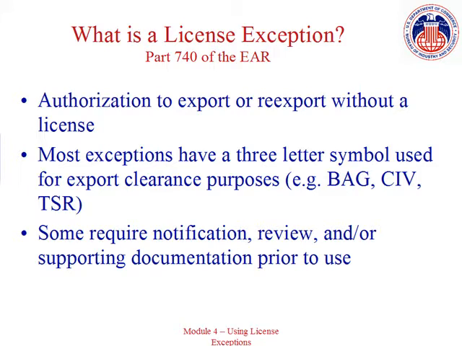By using any of the license exceptions, you're certifying that the terms, provisions, and conditions for the use of the license exception have been met. Your eligibility to use a license exception may depend on the nature of the item you're exporting or re-exporting, the country of ultimate destination for that item, the end use or end user for that item, or other circumstances surrounding the export or re-export. The terms and conditions for each particular license exception are described in Part 740 of the Export Administration Regulations. Some license exceptions may include notification, review, or reporting requirements. However, there is generally no need to apply for permission to use a license exception.